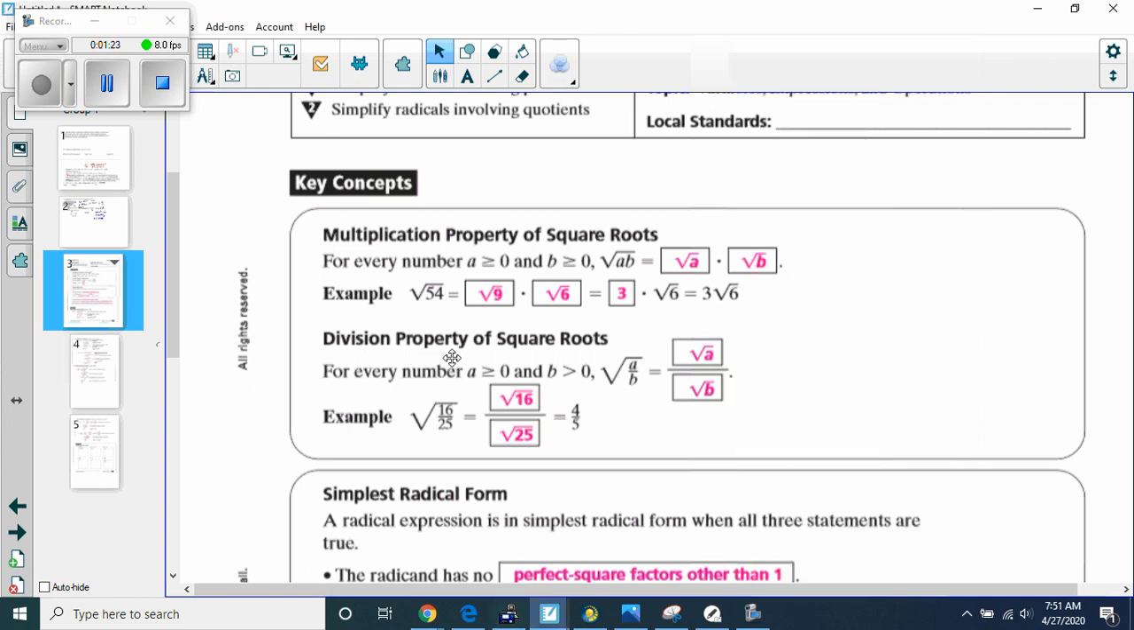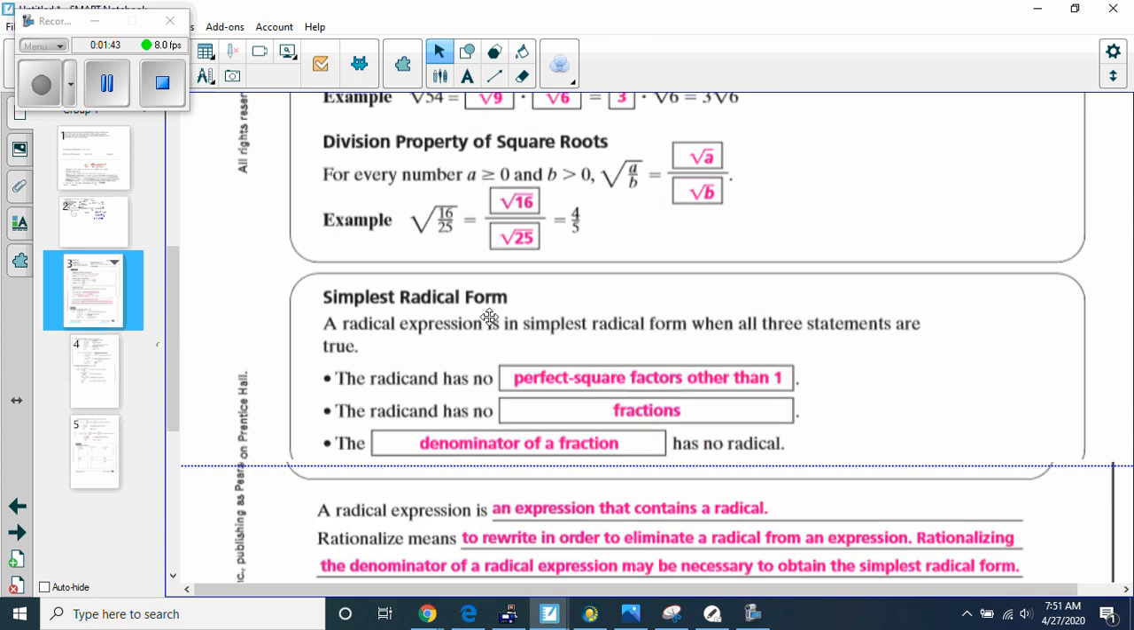Division property, we've done this before. If you have two numbers in a fraction underneath a radical, they can be split up into top and bottom radicals. So the radical of 16 over 25 is radical 16 over radical 25, and then I can just take the square roots and get 4 and 5.